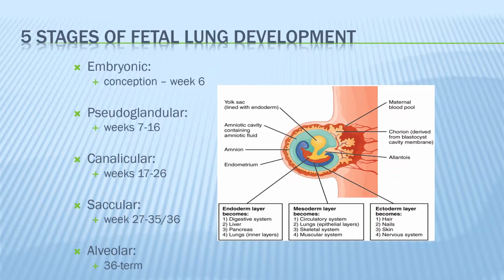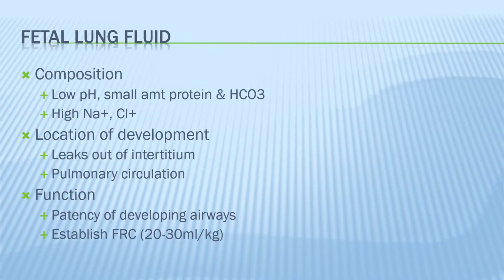Let's go on to our next slide. As mentioned in the previous slide, the lungs of the fetus in utero are not used for gas exchange. It's the placenta that does the gas exchange. So what is in those lungs? Well, it's called fetal lung fluid. It's made up of protein and bicarb. It's higher in sodium and chloride, and it has a low pH. It comes from the interstitium of the pulmonary circulation's microcirculation.